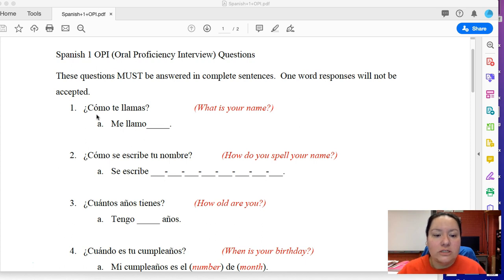All right. The second question is asking how do you spell your name? So I'm actually wanting you to use the alphabet. We learned that earlier in the semester, and use those letters as a way to spell your name and make sure that you get the pronunciation down.